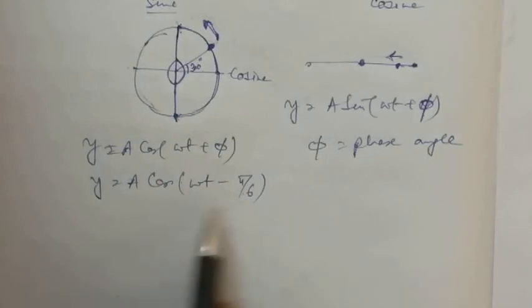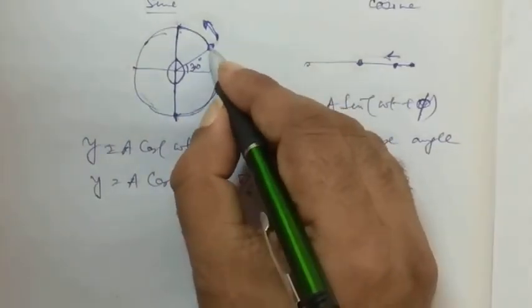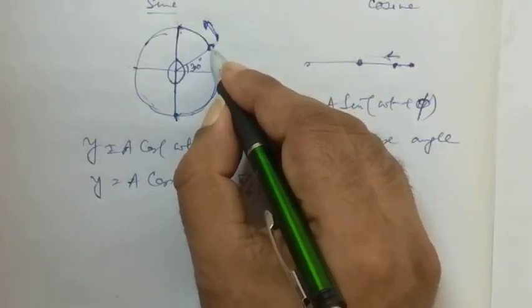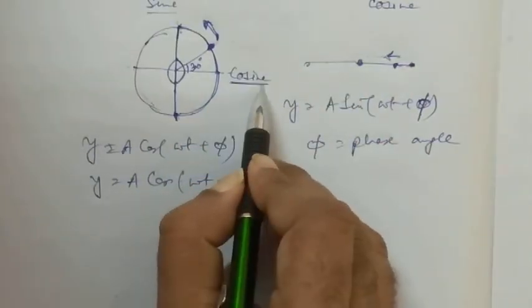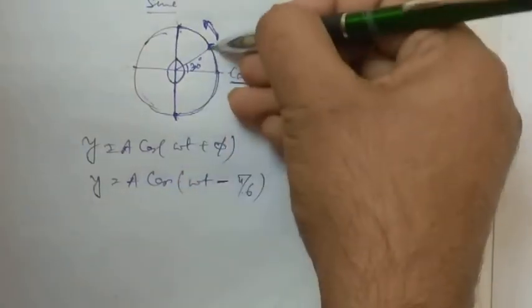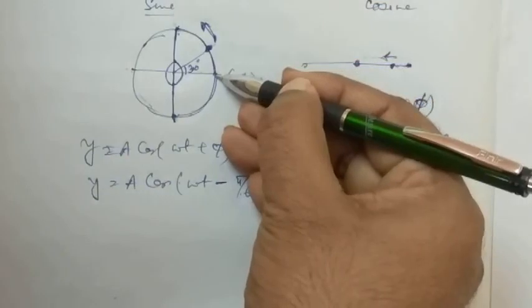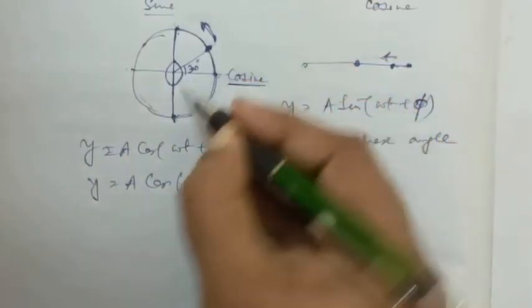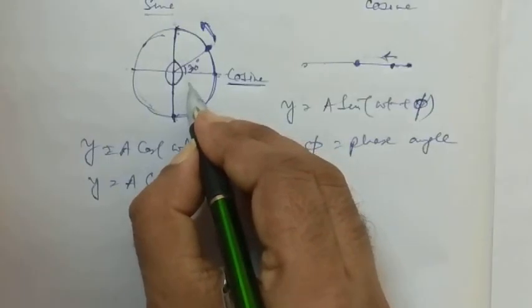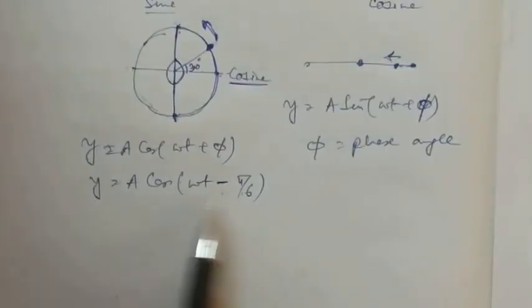Now why did I write minus sign here? Because the particle is at this position and we are trying to write the equation with respect to the cosine form. So the cosine form is in the backward position. We have to bring the particle back to this position to write the equation. So how much angle we have to take him backwards? That is 30 degrees or pi by 6. So I have subtracted this from the value of omega t.